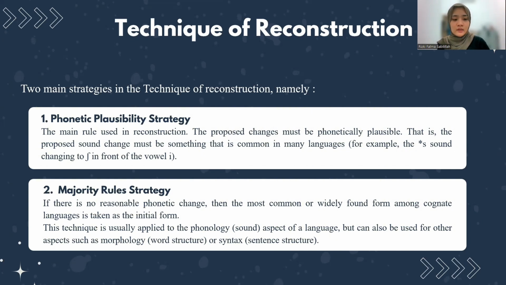The next is the majority rule strategy. In the majority rule strategy, if there is no reasonable phonetic change, then the most common or readily available form from non-cognate languages is taken as the initial form. This technique is usually applied to the phonology aspect of language, but can also be used for other aspects such as morphology or syntax.